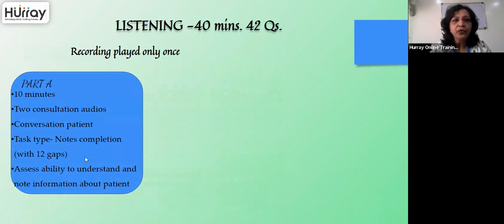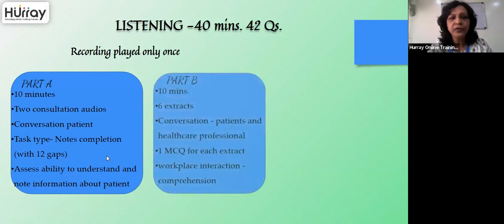You will have to complete the notes, and in each audio there will be 12 blanks. So there will be 12 gaps which you have to fill, and you have to write the words in the gaps. This part A assesses the ability to understand and note information about the patient. After one consultation, which goes for about 5 minutes, there will be another consultation of a different topic, different scenario, and different health problem. And that will again be having 12 blanks. You have to listen to the audio and write the answers. You will have 30 seconds time to go through the questions before you start.